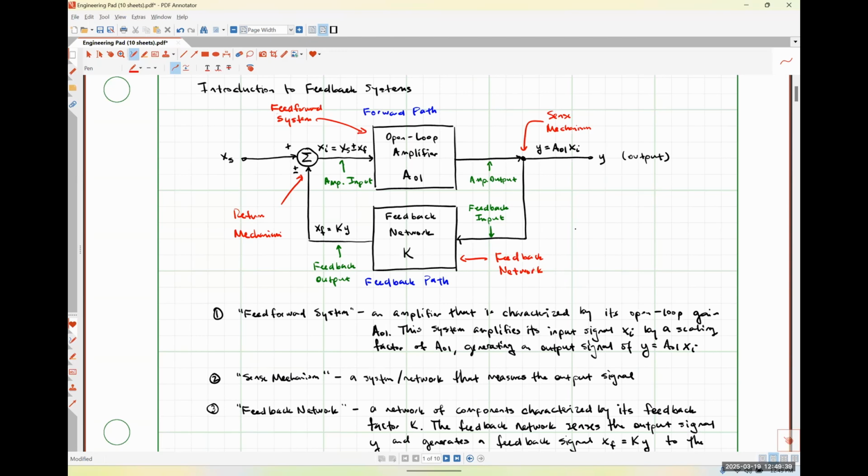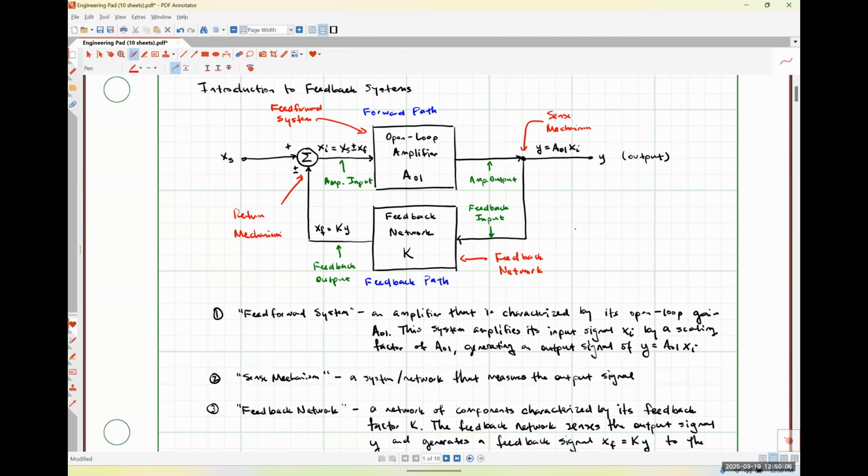And in an op-amp circuit, this return mechanism is usually related to the differential input of the op-amp itself. The fact that it has two inputs, a non-inverting input and an inverting input, is actually what is used to serve the role of that return mechanism in these circuits.